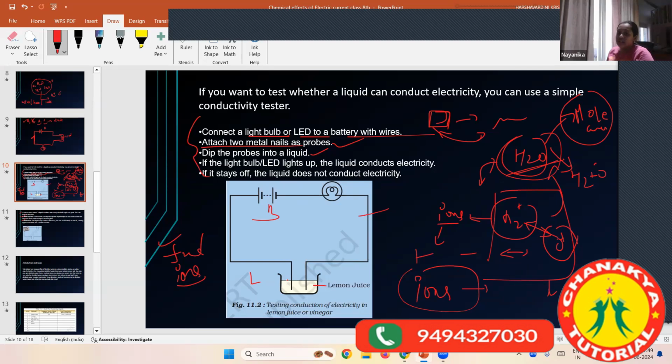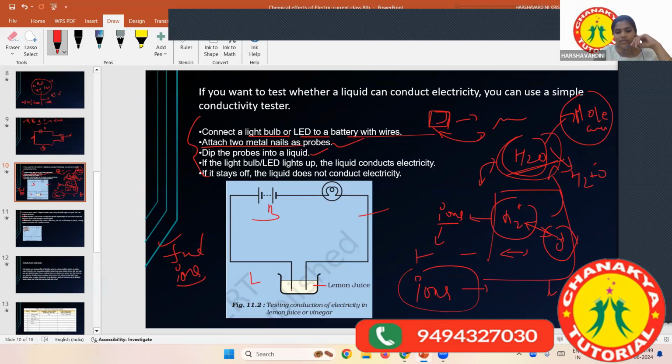That's a fair answer. Anyone else want to add more on that point? It's a correct answer actually. Ma'am, it's a substance which checks whether the bulb is glowing or not. Exactly.